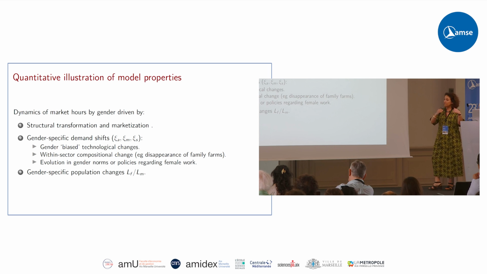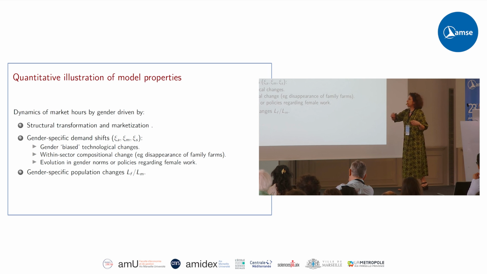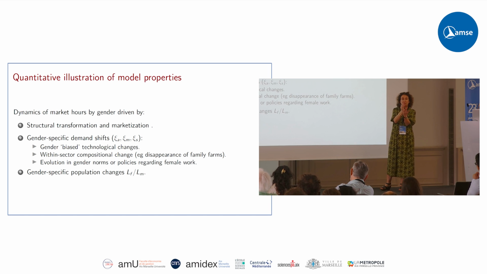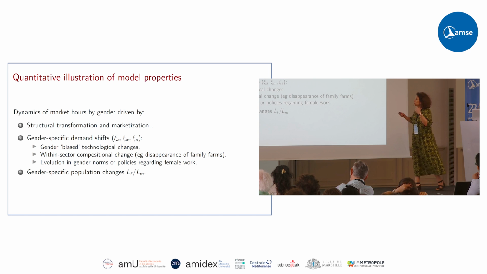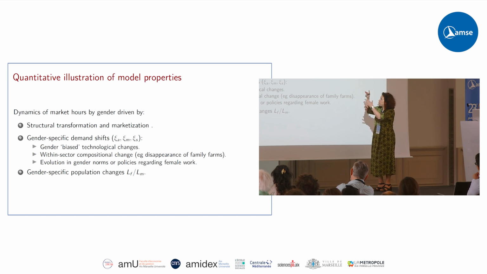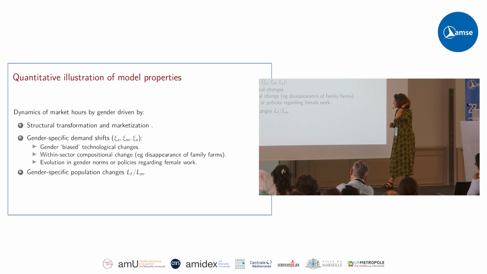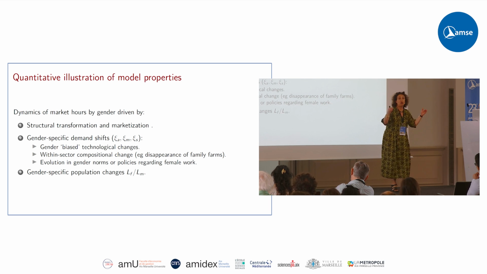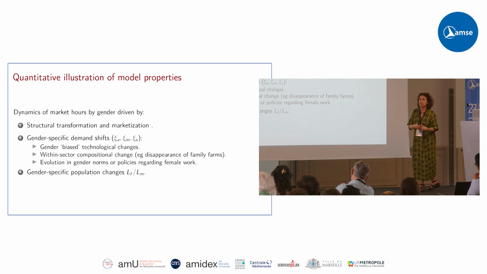And now, having gotten those results, we want to see whether it's easy to replicate the U-shape in female hours, and in particular, whether we can replicate the location of the turning point of the U. So to do that, we quantify the various elements of the model. So the key elements are structural transformation and marketization. In order to quantify that, we need data on gender intensity within sectors and sectoral level productivity growth.